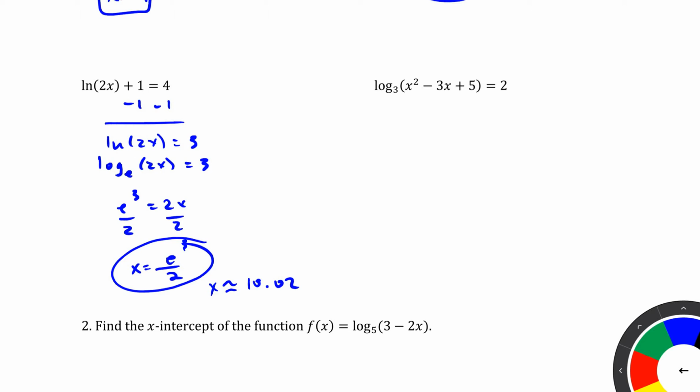For the next one, if I plug this into an exponential, we have 3 to the 2nd equals x squared minus 3x plus 5. 3 to the 2nd is 9.